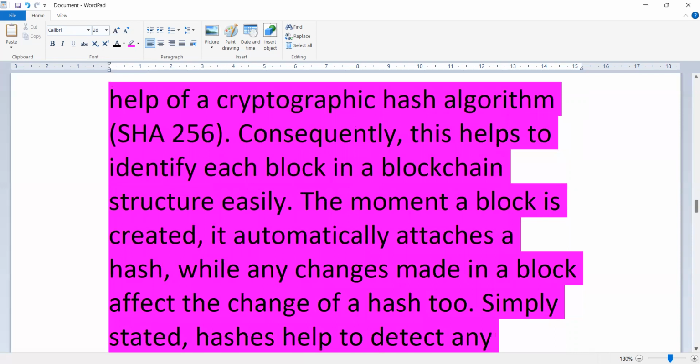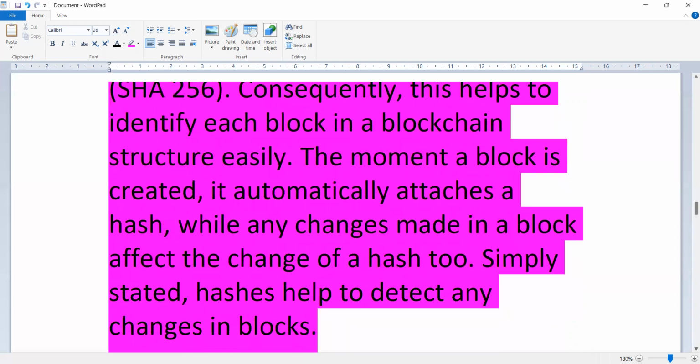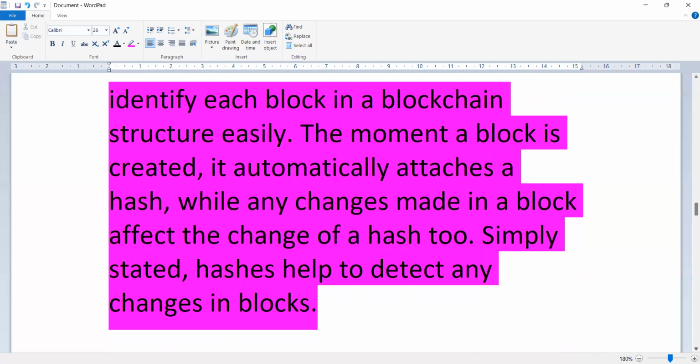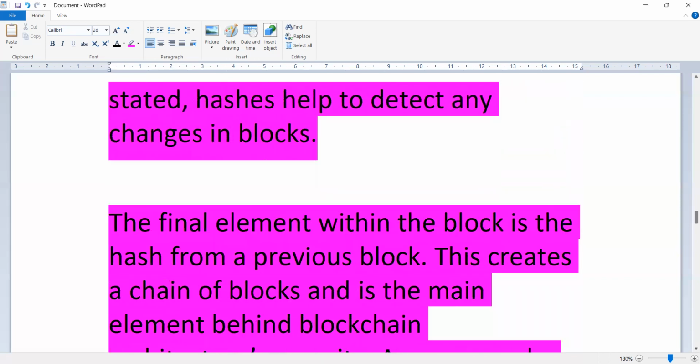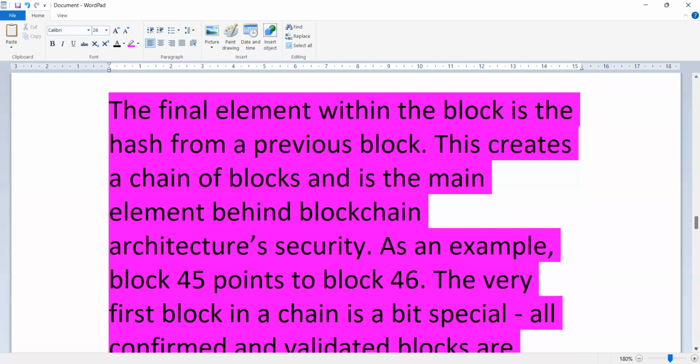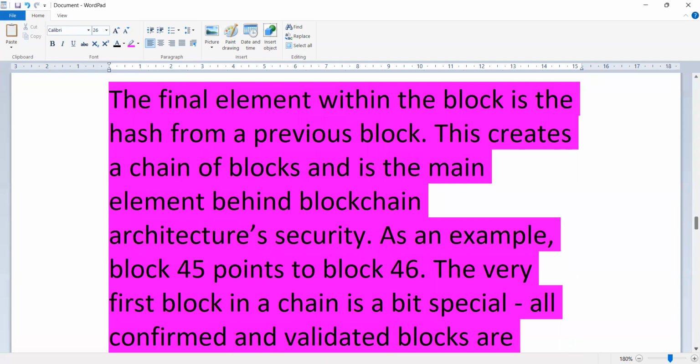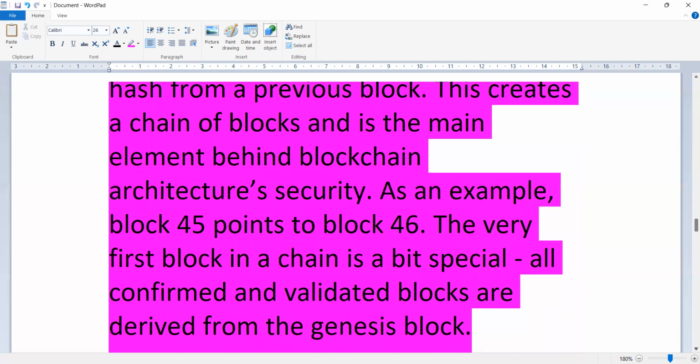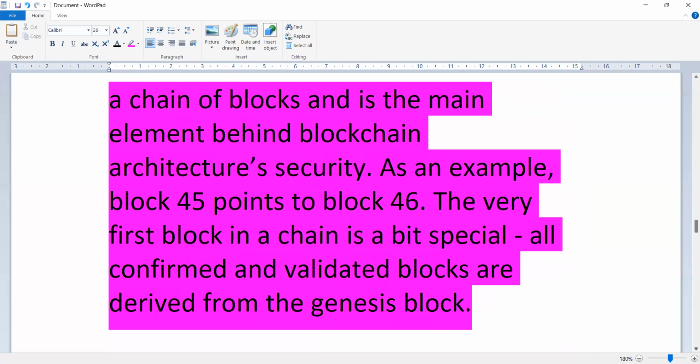Consequently, this helps to identify each block in a blockchain structure easily. The moment a block is created, it automatically attaches a hash, while any changes made in a block affect the hash too. Simply stated, hashes help to detect any changes in blocks. The final element within the block is the hash from a previous block. This creates a chain of blocks and is the main element behind blockchain architecture security. As an example, block 45 points to block 46.